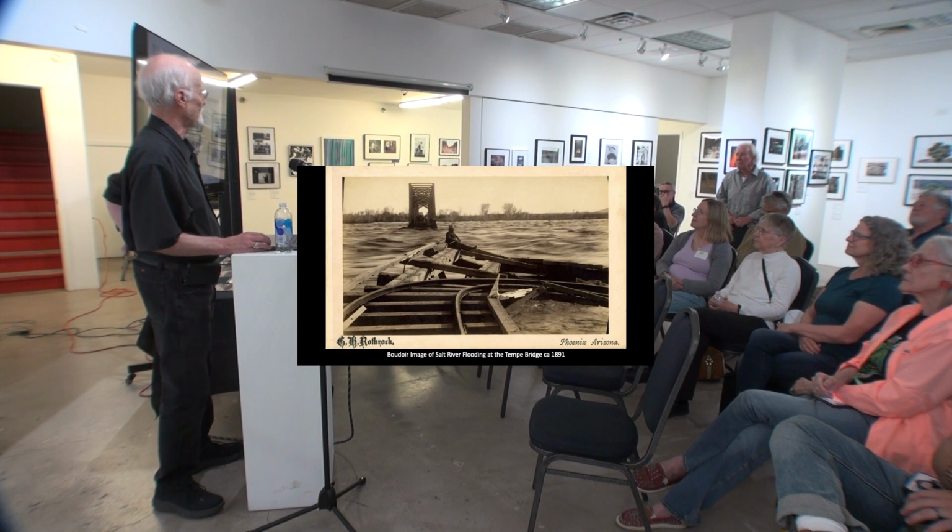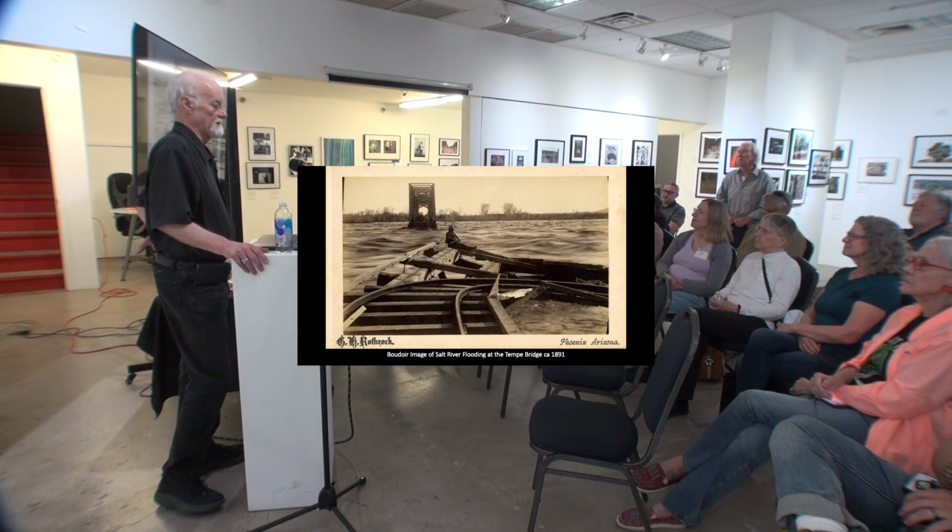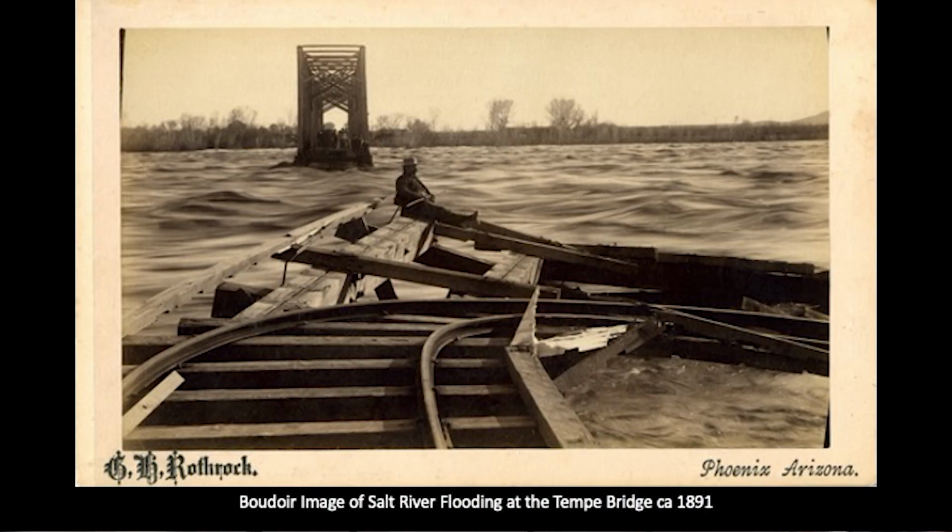Another Rothrock to get you in the Rothrock mood. This is the Salt River in 1891 during the Salt River flood. The water is so high that it's literally bank to bank in the Salt River. It washed the railway bridge away, so you can see the railway bridge gone.